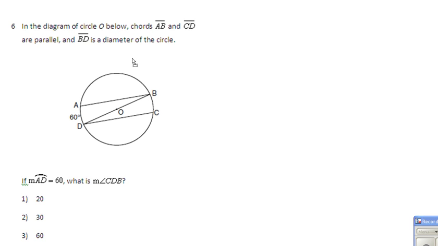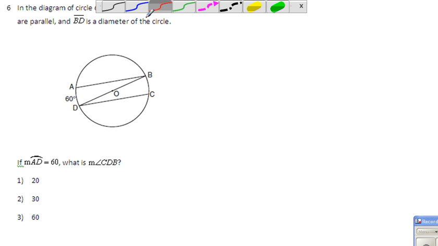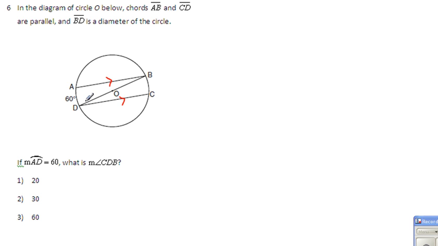Now, the next question. Now, notice EB and AB and then CD are parallel. That means the 2 parts of the intersected arc right here, AD and BC, would have been equal to each other. That's one thing that we get to realize right away.